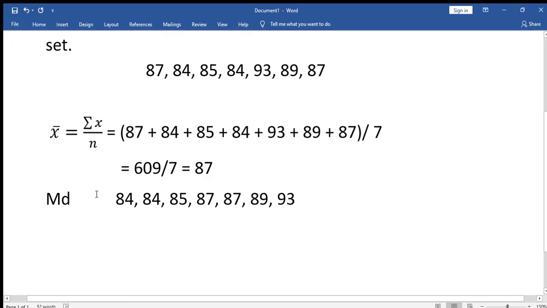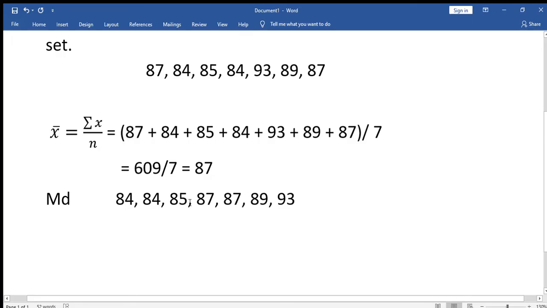So in determining your median, you are going to arrange first your data set or your scores. They should be arranged in ascending order. Always put that in mind. You cannot find out your median if the scores are not arranged in ascending order. So ascending order from smallest to biggest. Our smallest scores here, we have 84 because there are two 84, then followed by 85, then followed by 87. Then we also have another 87, then we have 89, then we have 93.